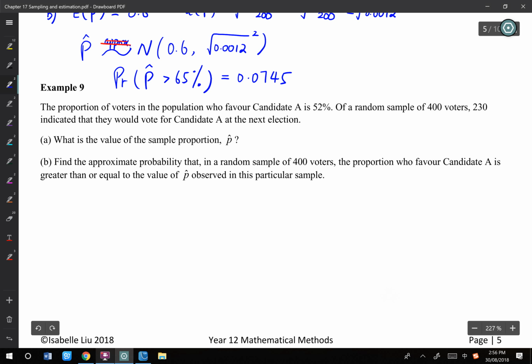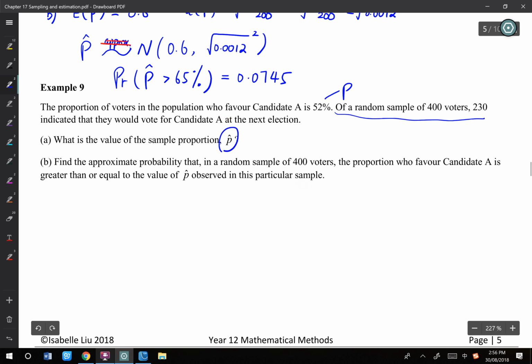Okay, for this one, the proportion of voters in the population who favor candidate A is 52%. Obviously, that's the p-value. That's from the big data, like I worked out over this many people. We have 0.52 supporting candidate A. Of a random sample of 400, 230 indicate they would vote for candidate A at the next election. So this is a sample, it's a fixed sample already, and I know exactly the number of people who will vote for A. So A is asking, what is the value of the sample proportion p hat?